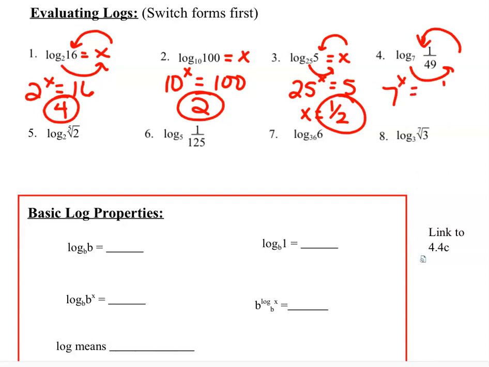7 to some power gets us 1/49th. Okay, 2 things are happening here. What do we do to a 7 to turn it into a 49? We square it. What do we do to flip it and make it 1/49? We need a negative exponent. Negative exponents are going to flip it. So if you're going from a number to a fraction or a fraction to a number, you have to flip something. It's going to be a negative exponent. So in this case, our answer would be -2. We have to flip it and we have to square it.